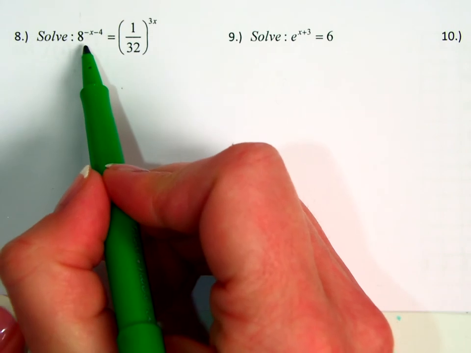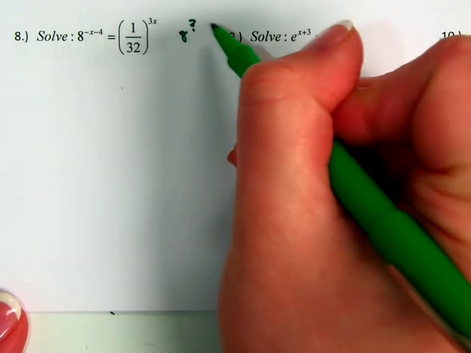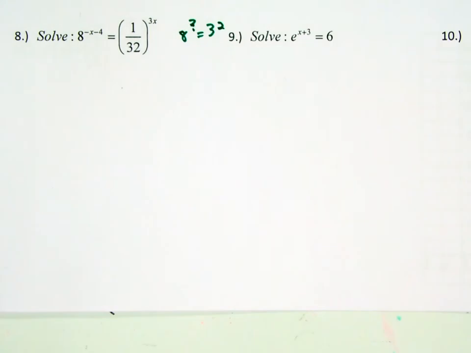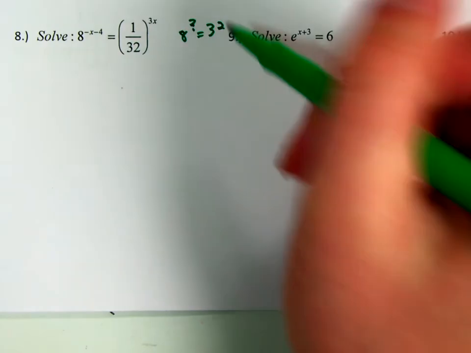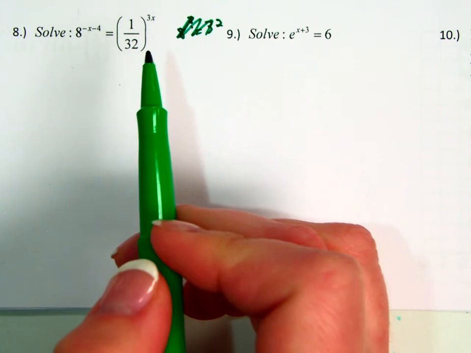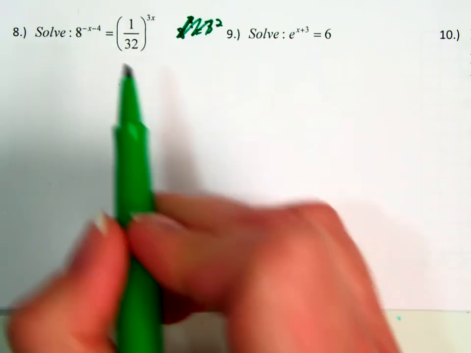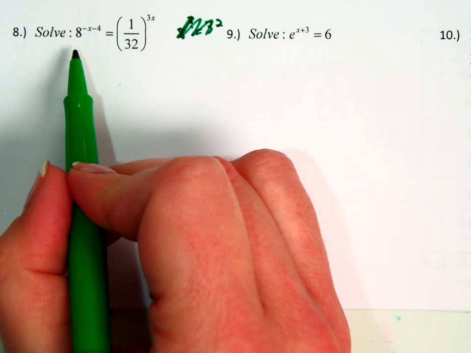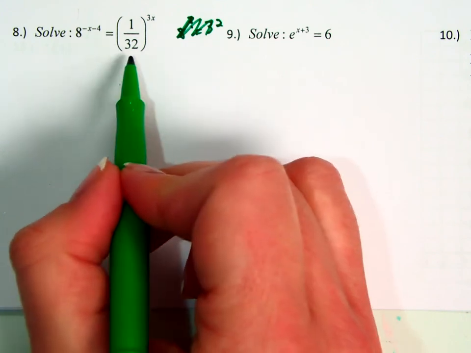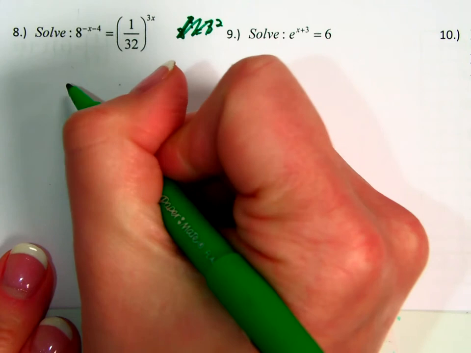So I have an 8 here and a 32 here. So the first thing I check is, does 8 to any power give me 32? Well, 8 squared is 64, so definitely not. So I have to think about, what can I make these? What number that's lower than 8 can I make those so that the bases would be the same? Well, I know 2 to the third power is 8. Does 2 to some power give me 32? It does. So I'm going to make my base 2.